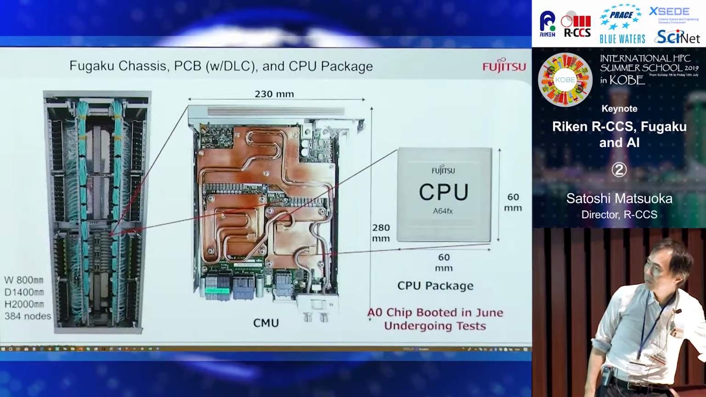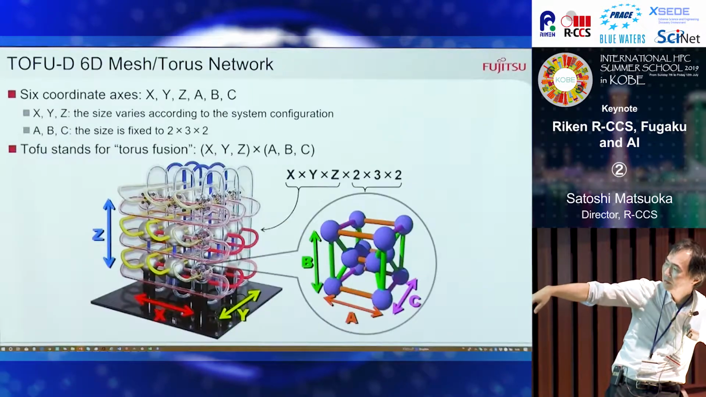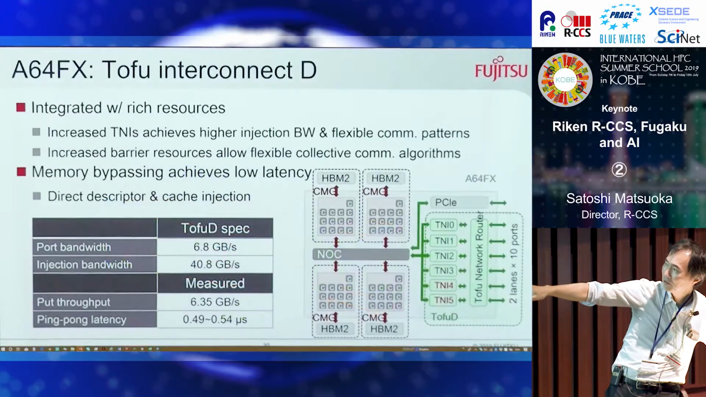Okay, so this is what the machine looks like. That's the chip, that's the board, and that's the chassis. 384 nodes. It's all liquid cooled. The interconnect is a 6-dimensional torus. It's embedded into the memory controller subsystem.